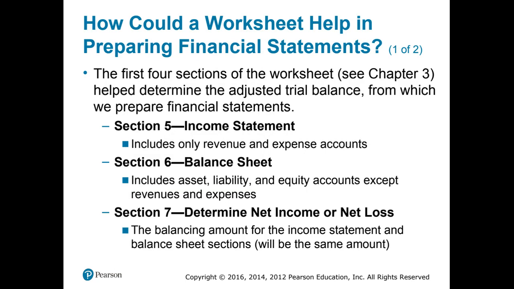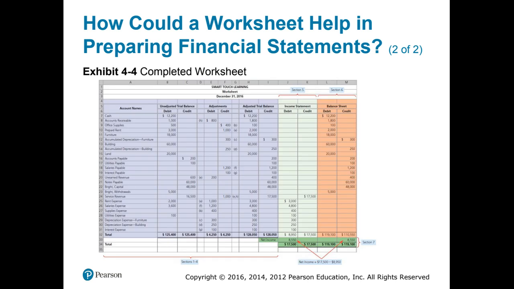Let me see. We'll go back one. Okay, so right here. So looking at this worksheet on page 190, we see here we've got our income statement in section 5, the light green, and we have our service revenue account, which is showing in the income statement, and it is showing on the credit side. Its normal balance is a credit.